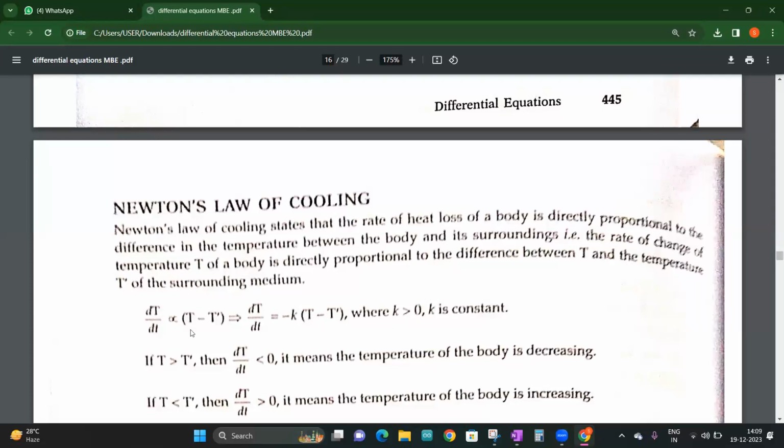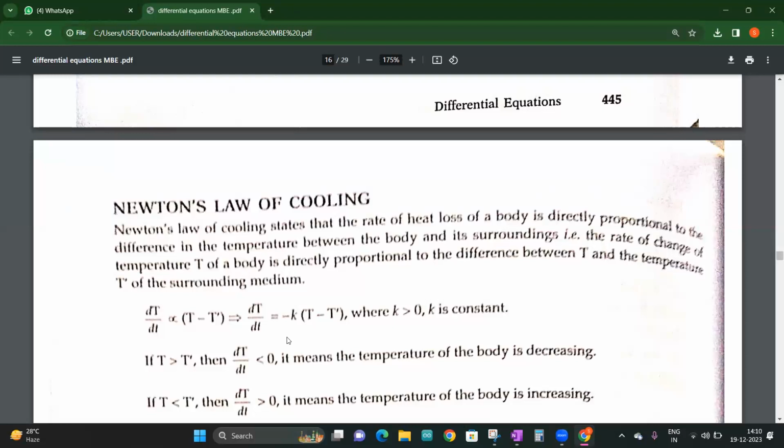Okay. So that's why Newton's law of cooling says the rate of change of the temperature is directly proportional to T minus T dash. That means the difference between the temperature of the body, here the teacup, and the room temperature, T dash. Difference means minus. Whether it is bigger or smaller, just write T minus T dash. And after that, it is equal to minus K into T minus T dash. You have to use this equation to solve that question.